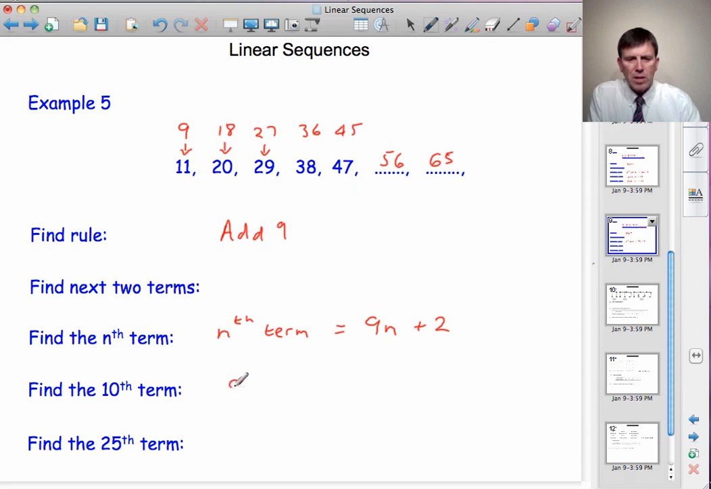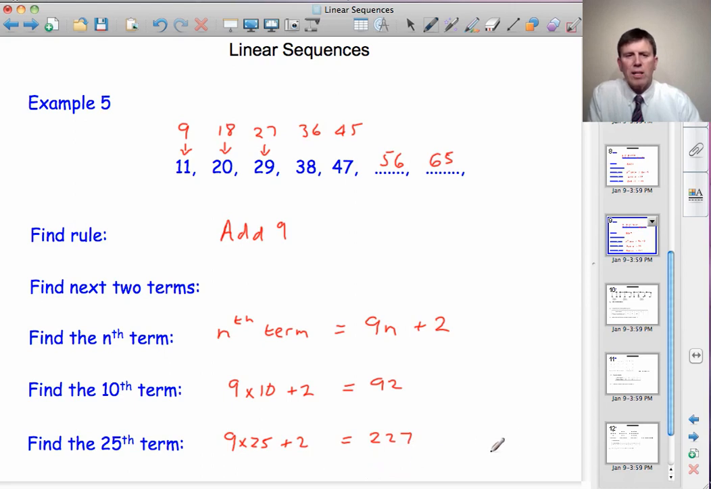The 10th term, 9 multiplied by 10 plus 2. 9 10s are 90, add on 2, 92. And the 25th term, that's 9 times 25, add 2. Well, 4 lots of 25 make 100, so 8 lots of 25 will make 200, so an extra 25, 9 25s will be 225, plus 2, so that's 227. If it's on a calculator exam, you could just use your calculator.